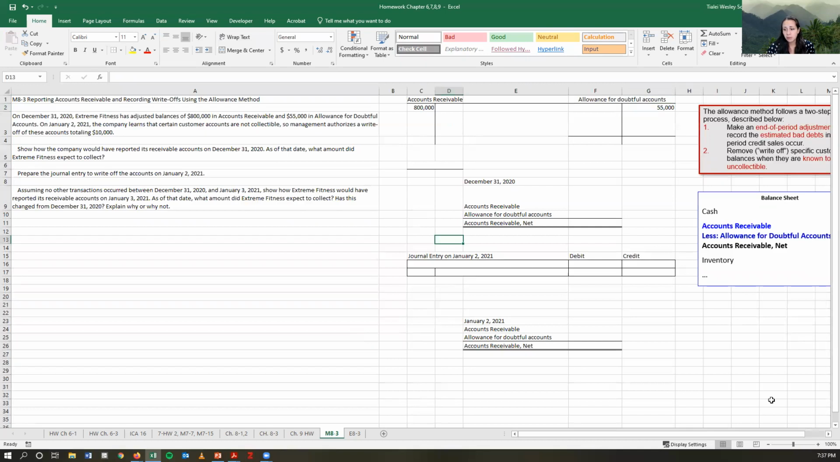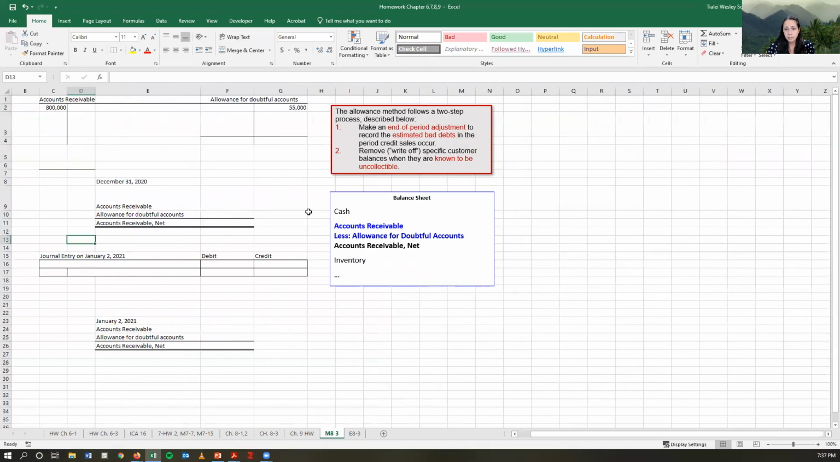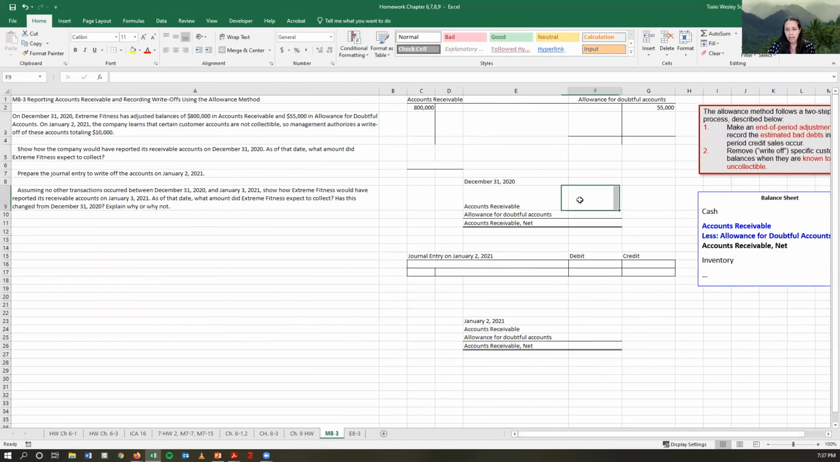And so if we look at our balance sheet, under assets we have our cash, and then the next one is usually accounts receivable, or there can be a few things in between those. Accounts receivable less allowance for doubtful accounts gives you accounts receivable net. With this, I would have accounts receivable, just the account balance. So I can just use this $800,000 for my account balance and put a line under here. And then I would have $55,000.